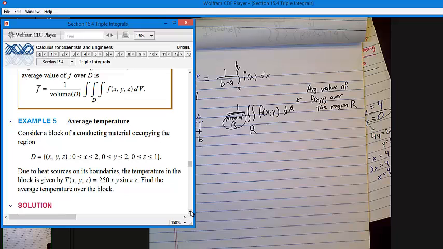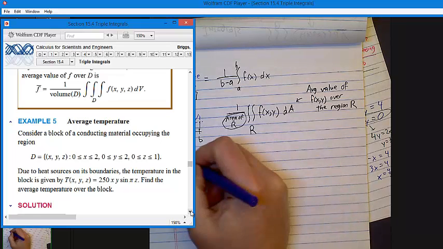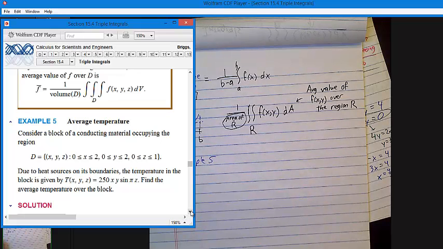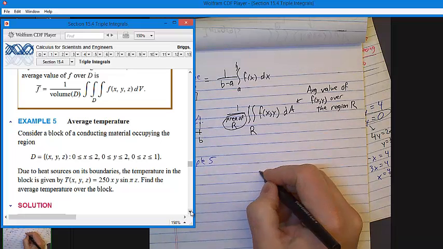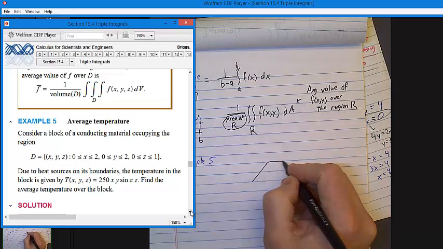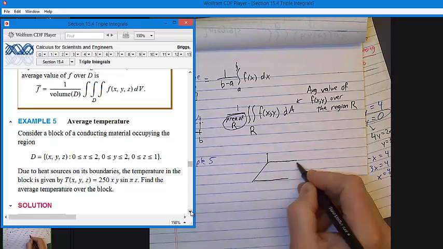Suppose you have a block of material, 2 by 2 by 1. It doesn't say if it's feet or what it is. The picture is 2 by 2 by 1, right? So if I want to draw a picture of example 5, I have this. Let's see, x comes out 2, y varies 2, and z only comes up 1. And so what I really have, I guess, is this kind of a block.